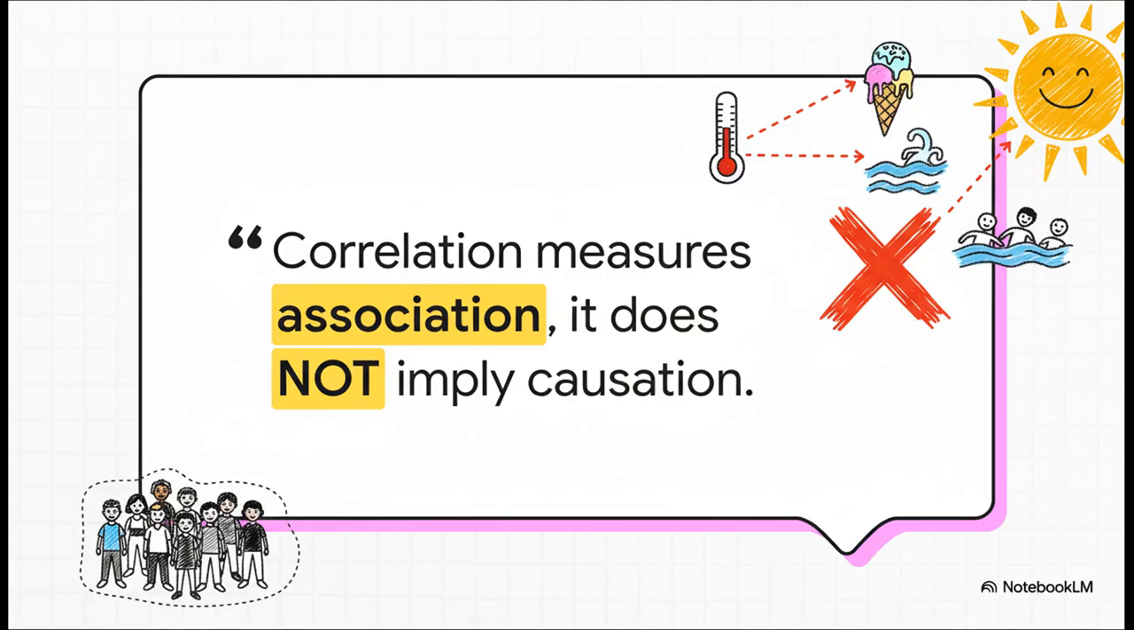And now we've arrived at the golden rule of statistics. Seriously, if you remember one thing, make it this. Correlation is not causation. Just because two things are related doesn't mean one causes the other. Think about it. Ice cream sales and drowning incidents both go up in the summer. Does eating ice cream cause drowning? Of course not. There's a third factor, hot weather, at play. You always have to remember that distinction.